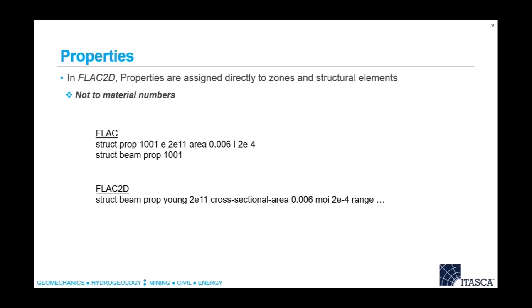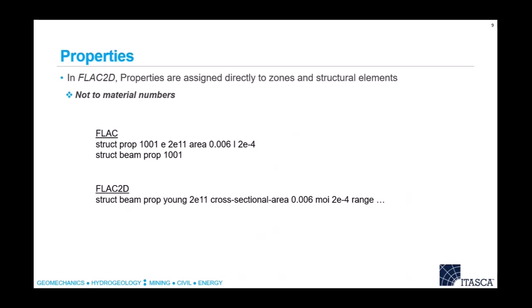In the FLAC world, and this is still true in UDEC if you've ever used it, they have this concept of assigning material properties to a material number. So you say, okay, material number 1 has this Young's modulus and this Poisson's ratio, and material number 2 has a different Young's modulus and a different Poisson's ratio. And all these zones are material number 1, and all these zones are material number 2.